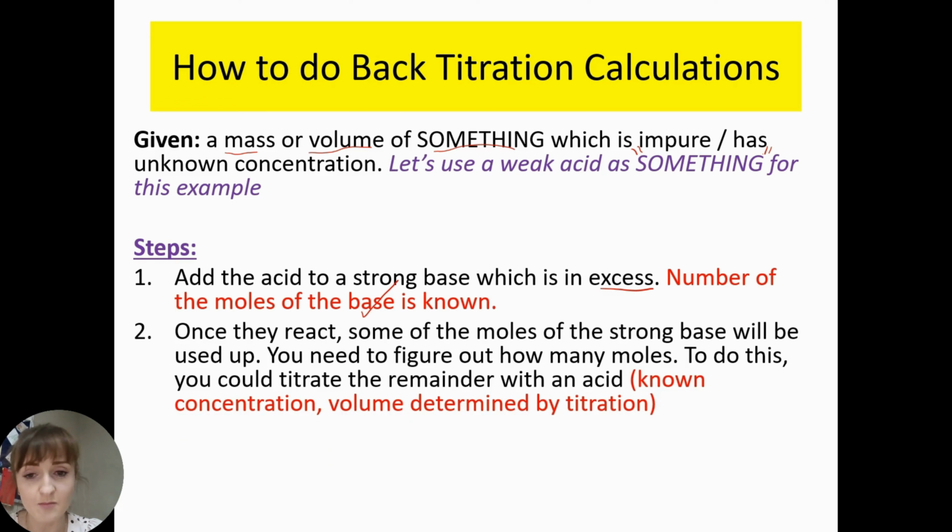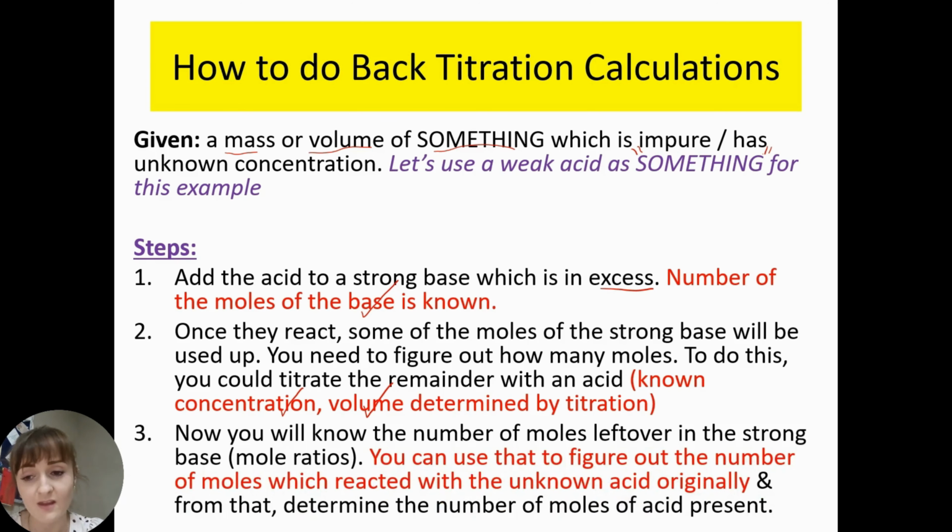Once they react, some of the moles of that base are going to be used up, so you're going to want to figure out how many moles. To figure out how many moles, you titrate the remainder with something it reacts with, like maybe an acid. And remember, with that acid, you'll know the concentration and you'll know the volume because you'll read it off the burette in your titration. So now you essentially know the number of moles which are left over in the strong base because you link it to the titration. And you'll know how many moles you put in originally because you made sure they were in excess.